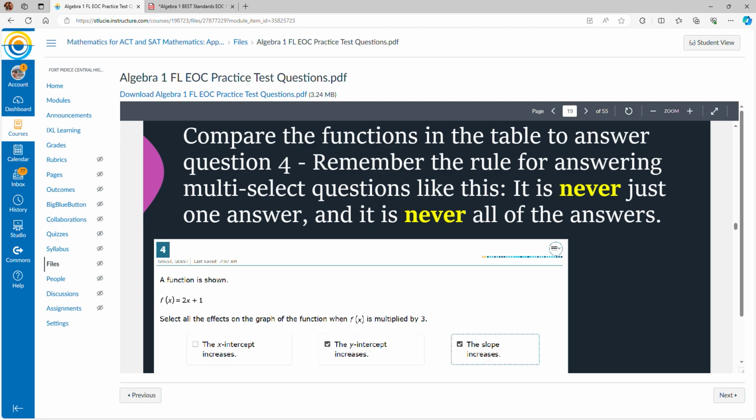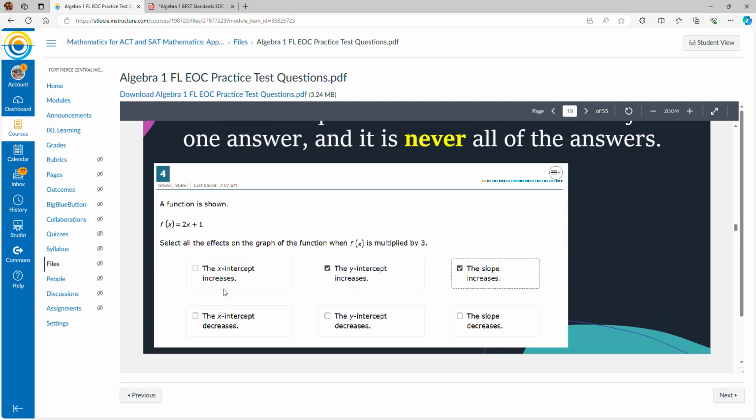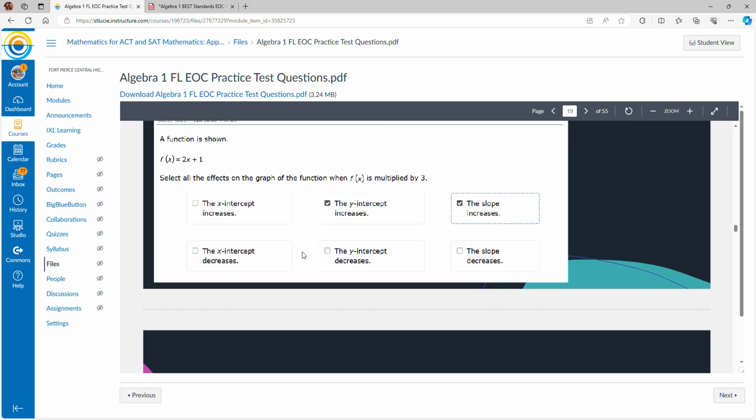Remember the rule for answering multi-select questions like this. It's never just one answer and it's never all of the answers. So what happened to the x-intercept? It stayed the same, so it was neither of these answers, but the y-intercept increased and the slope increased. So we had 2 answers for number 4.